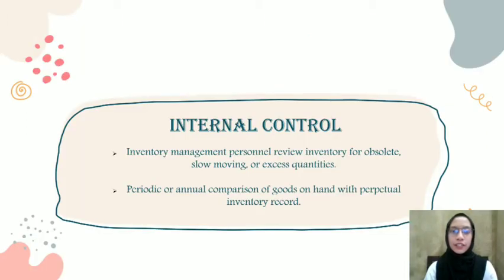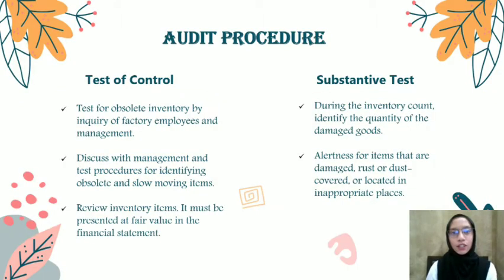Okay, the internal control for realizable value is that the inventory management personnel will review the inventory to check whether there are obsolete, unusable, slow moving or excess quantities. And then periodically or annually, the management will compare the goods on hand with the perpetual inventory records. Next, the audit procedure for realizable value.